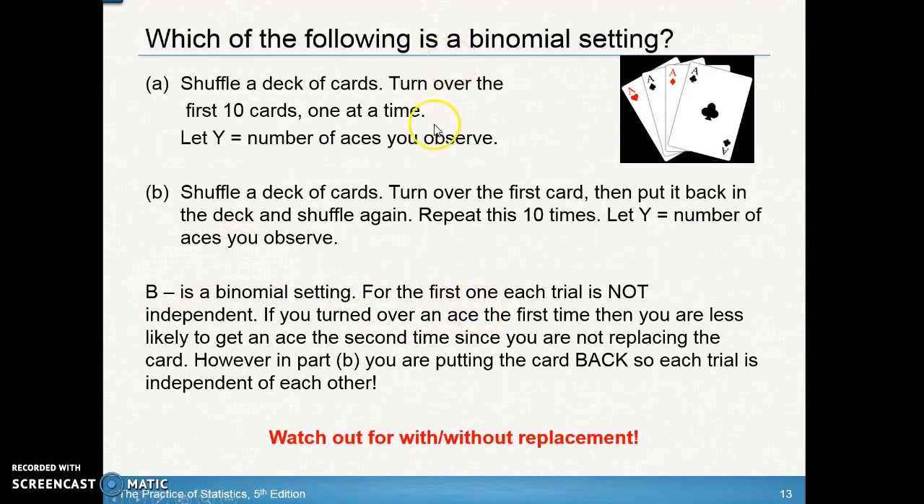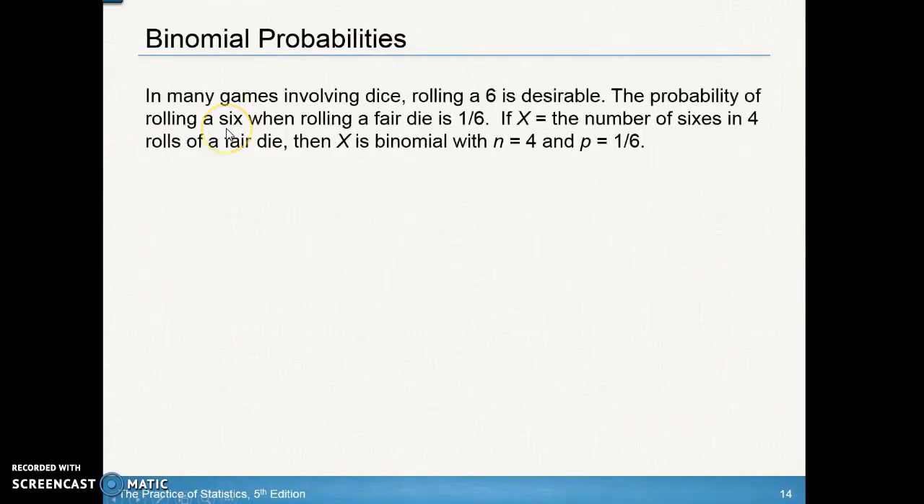For the first one, each trial is not independent. If we turned an ace over the first time, then that means the second time my probability of getting an ace is not 4 out of 52, it's 3 out of 51. However, in part B, we're putting the card back in, so each trial is independent of each other. So this would be a binomial setting with n equals 10, choosing a card 10 times, and in this case, the probability is 4 out of 52 of getting an ace each time.